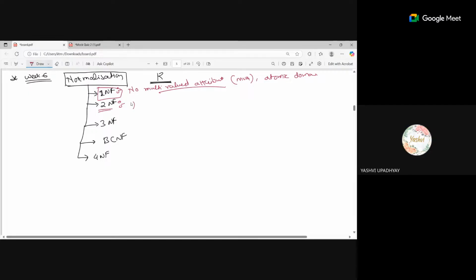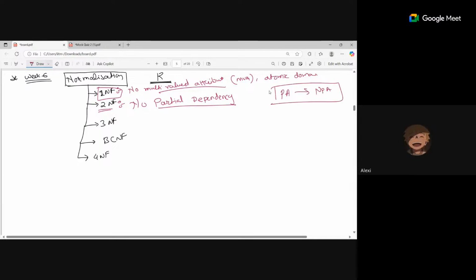No partial dependency. So what do you mean by partial dependency here? Prime attribute determining non-prime attribute. Is this correct? Yes, sir. Yes. Really?